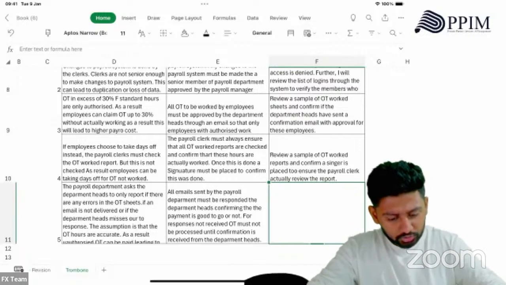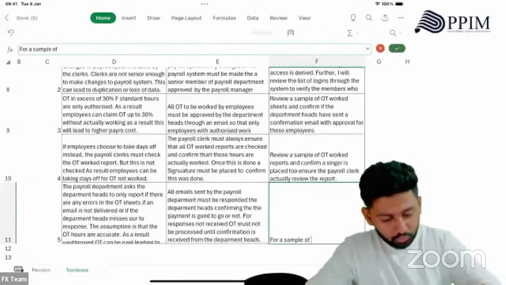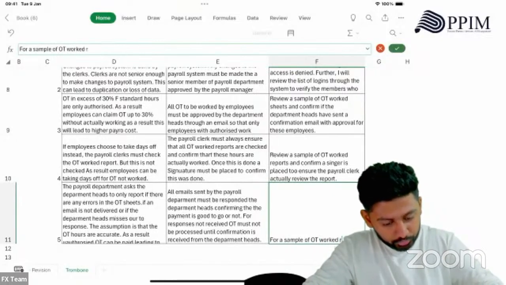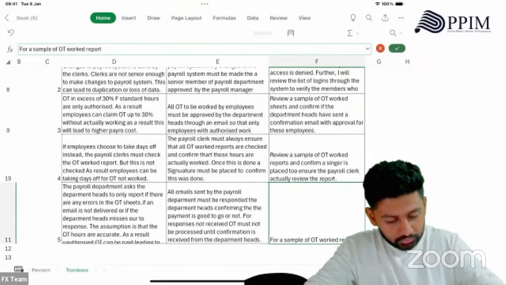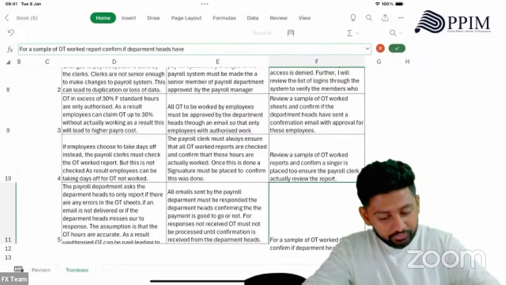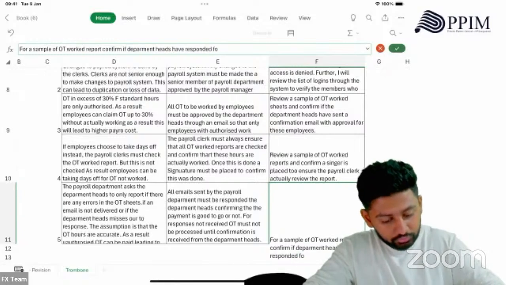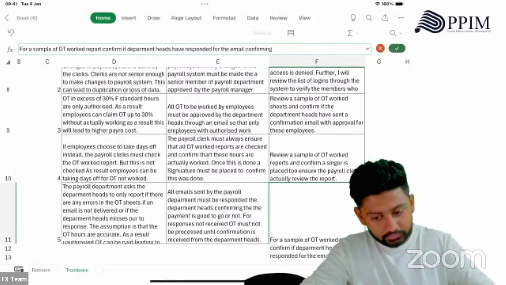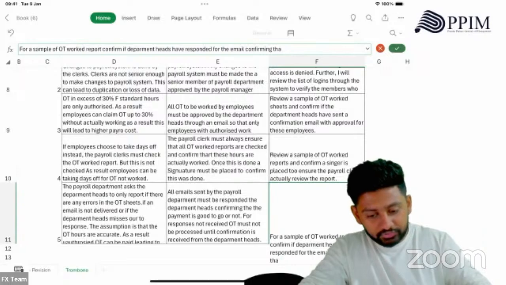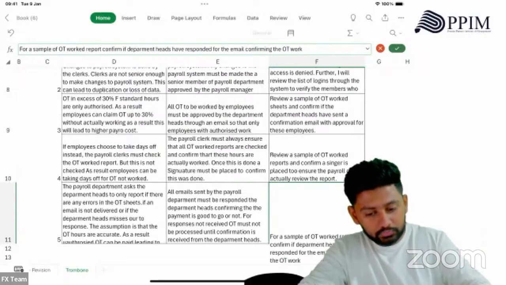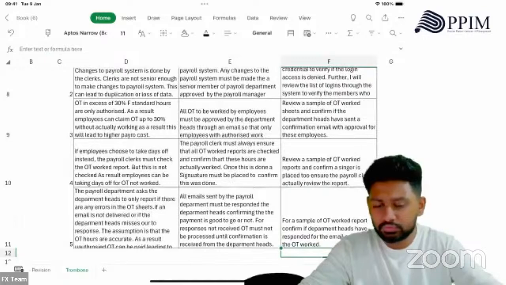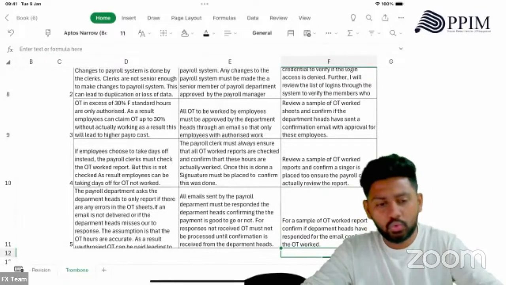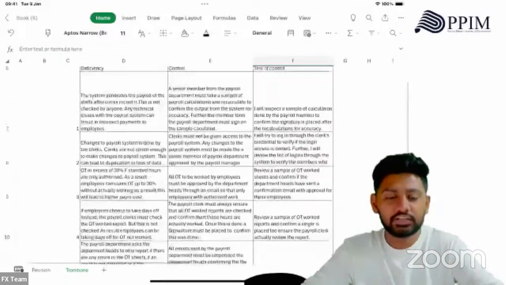So for a sample of OT worked reports, confirm if department heads have responded to the email, confirming the OT worked. There you go. That's good enough for your marks in the exam.